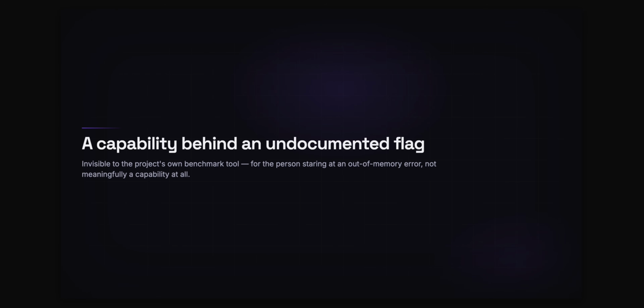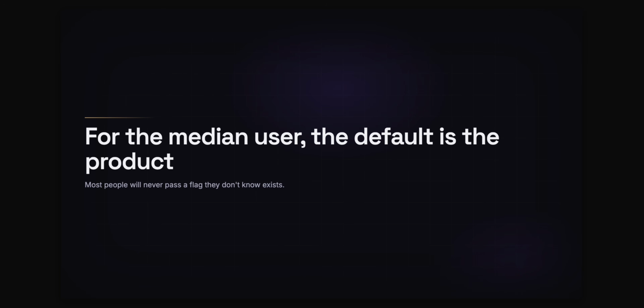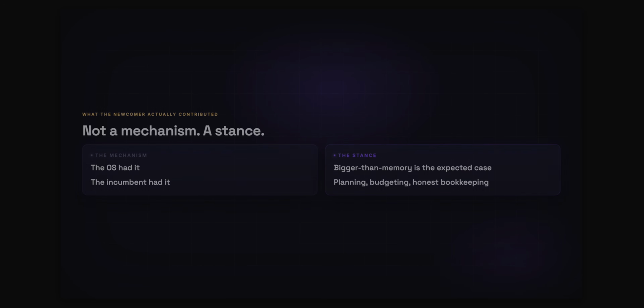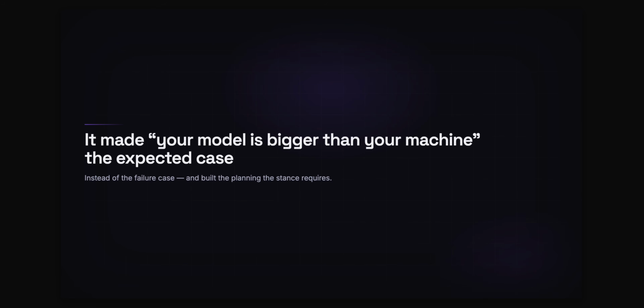And I'd push that one step further, because it's the real lesson of this whole rivalry. For the median user, the default is the product. Most people will never pass a flag they don't know exists. Whatever happens out of the box is, functionally, what the software is, which reframes what the newcomer actually contributed. Not a mechanism, the operating system had the mechanism, the incumbent had the mechanism, but a stance. It made "your model is bigger than your machine" the expected case instead of the failure case, and built the planning, the budgeting, and the honest bookkeeping that stance requires.